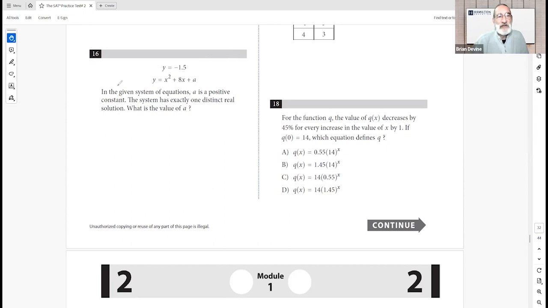Problem 16. In the given system of equations, A is a positive constant. The system has exactly one distinct real solution. And I want to know what's the value of A. Well, this is a parabola, and so it's got a positive leading coefficient. It's going to open up, and it's going to intersect this horizontal line. Let me put it in red. Y equals negative 1.5. In order to do that, it's got to be a perfect square.